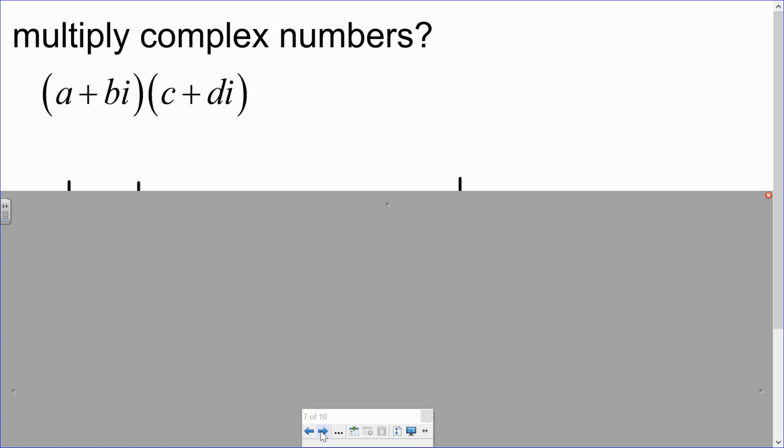The last one has an i squared. Change the i squared to a negative 1. You've got a real number. Put that together with the first and you're done. And that's one way that you can always multiply complex numbers. If you have two polar numbers, polar form, you can convert those both to rectangular and then multiply this way.